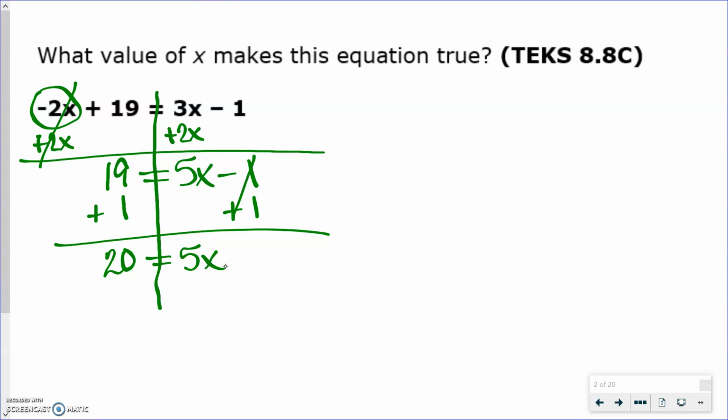Now I am going to multiply or divide by my coefficient. My coefficient is 5. So I'm going to divide by 5 on both sides. X is equal to 4.